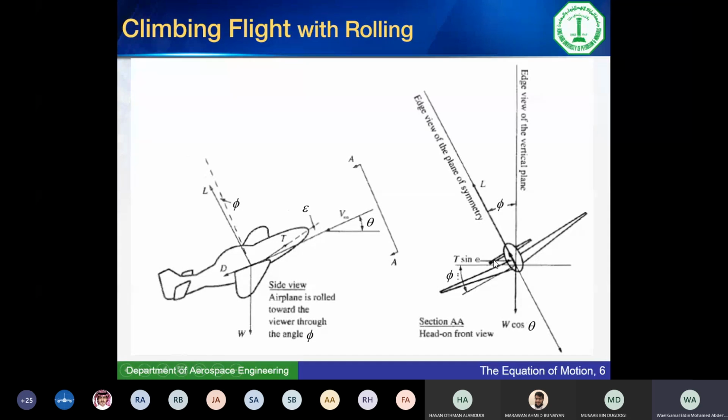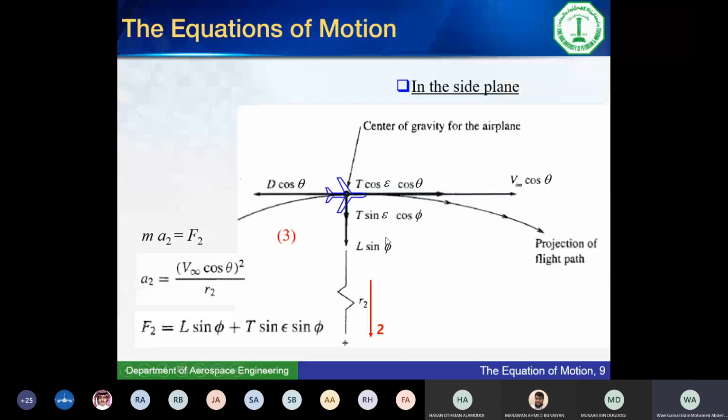Do you agree with this? Because this is important. When I look at it from the top, I will see the horizontal component of the lift, and it will be L sine phi. It will be pointing towards the center. So here it is. L sine phi is pointing toward the center.